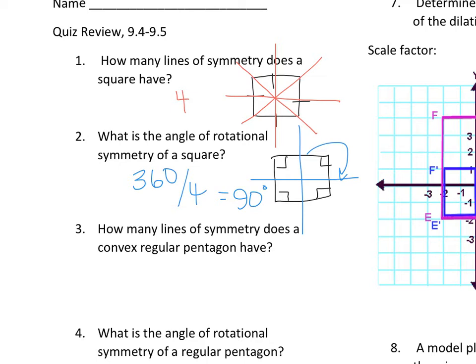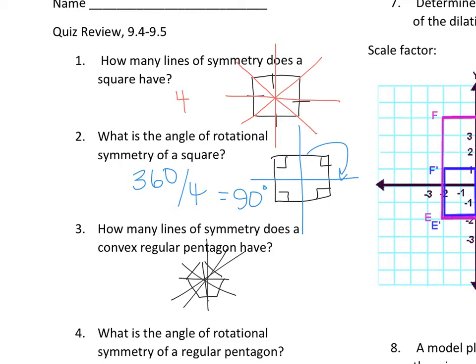Number 3, how many lines of symmetry does a convex regular pentagon have? So a pentagon that's regular has 5 lines of symmetry, all the perpendicular bisectors of each side. I didn't even do that right. It's going through the vertices. I'm going to draw this again.